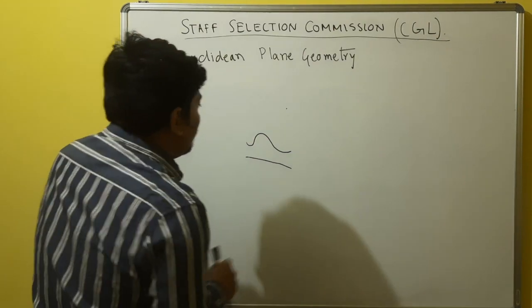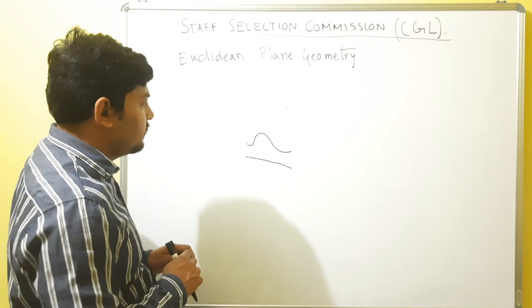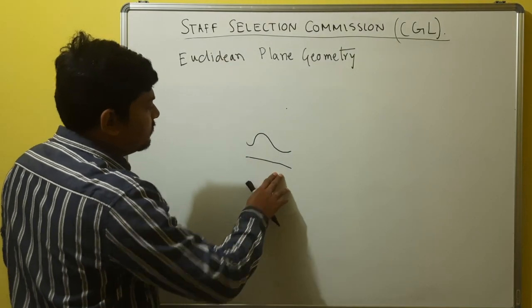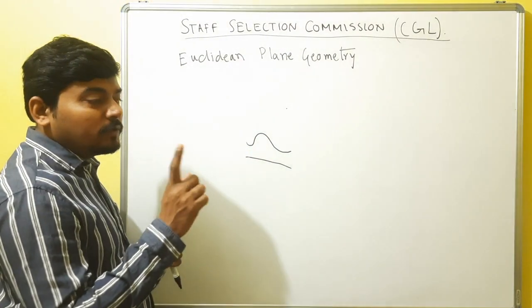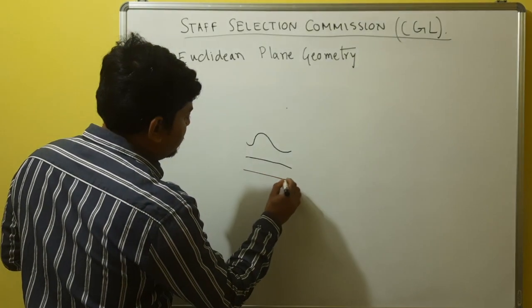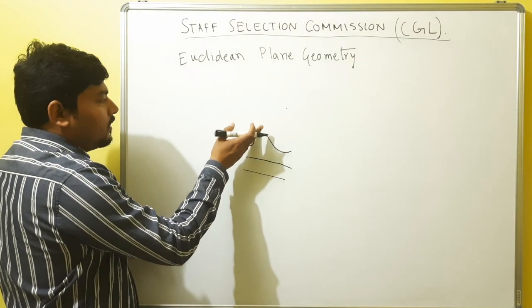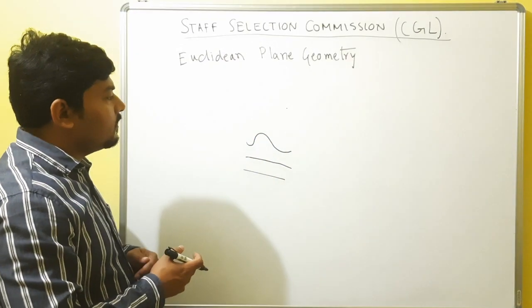Now, what is the next thing? What is a straight line? When a point moves with time but does not change its direction, then it's a straight line. Like this is a straight line. It doesn't change the direction. Here it keeps on changing its direction. So this is a straight line.